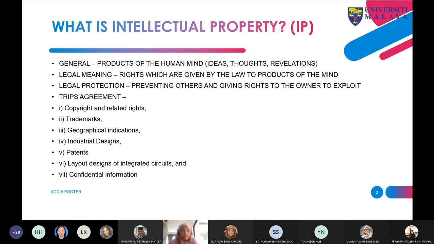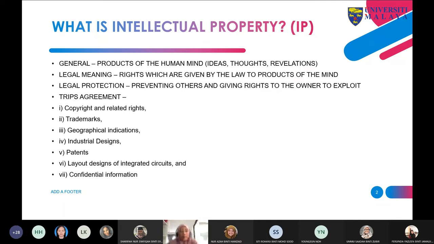So this is firstly a general introduction to intellectual property. The term intellectual property, or IP as we normally hear it, is ordinarily understood by the layperson, meaning most people who are not trained in the law, to mean products of the human mind. Whatever we produce with our mind, with our thinking, with our brain. So new ideas generated by mankind as a result of human creativity.